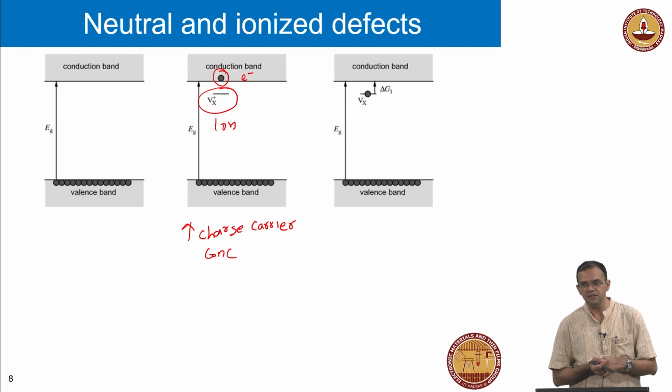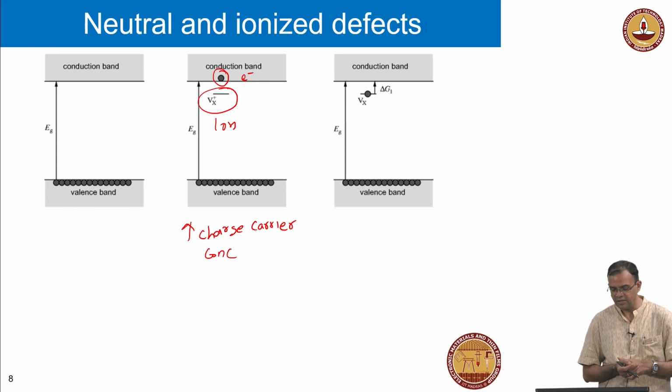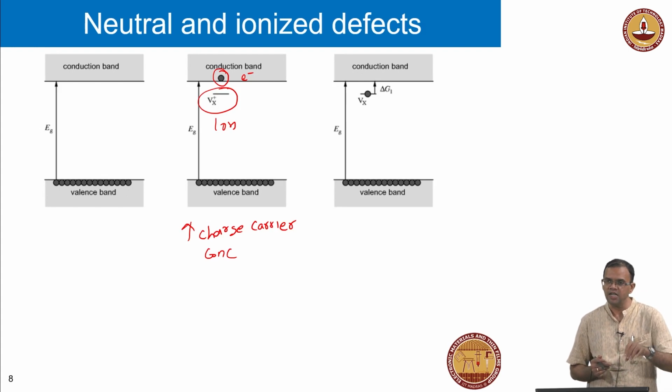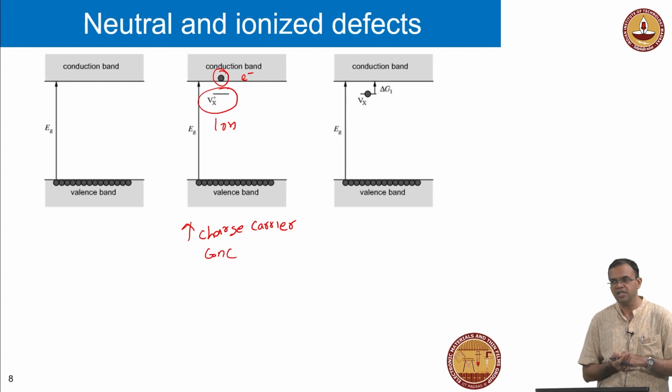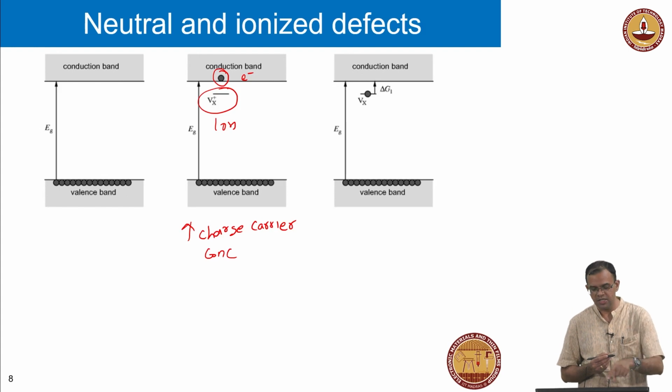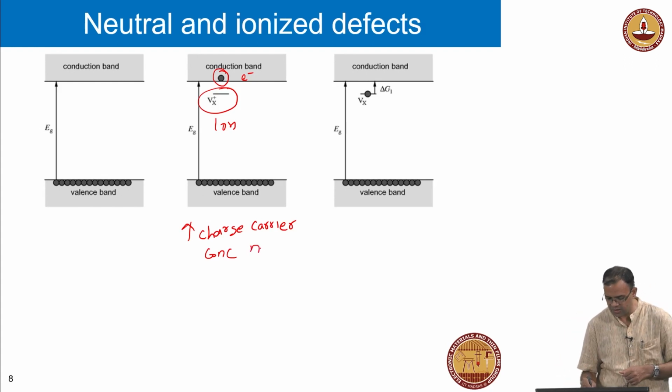So by creating the defects on the X site, I have increased the charge carrier concentration. More specifically, I have increased the number of electrons. So what type of semiconductor would this be? It will be an N type, right? So I have started off with a semiconductor that was originally intrinsic. I have not added anything new, I have not added any dopants, but just by creating a vacancy, I am actually able to change the semiconductor into an N type. So this becomes an N type semiconductor.